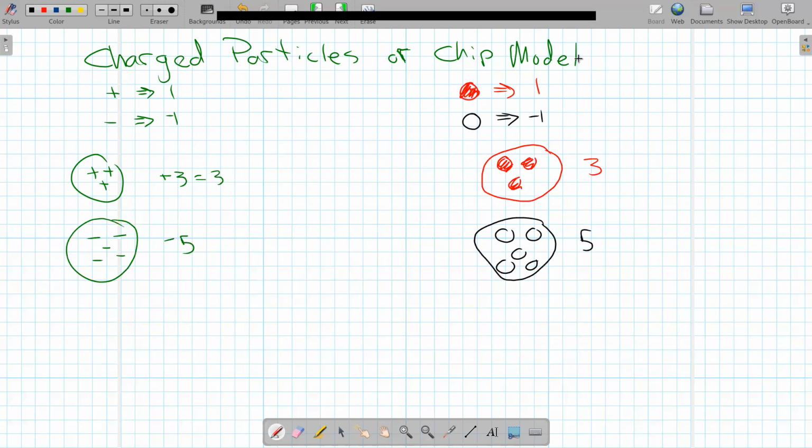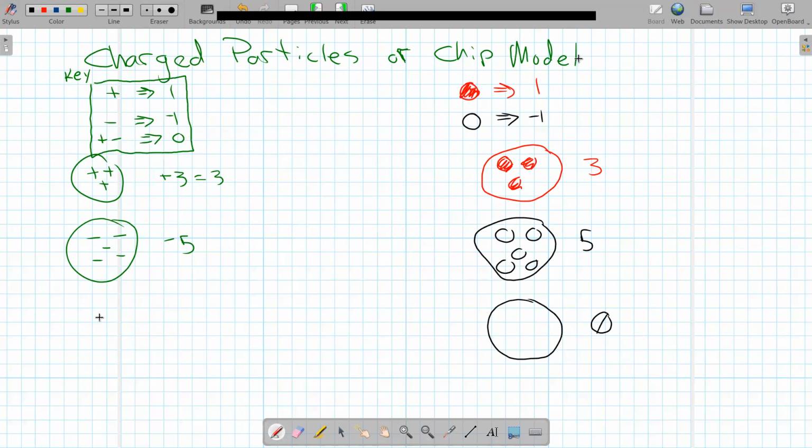Turns out there's 2 ways to show 0. One way to show 0 is just have a set with nothing in it. Nothing in it means I have the number 0. Another way to show it with the chip model or the charged particle model is to add a new definition to our key. And to the key, I say, if I put a plus and a minus together, they cancel out, and that gives me a 0. So this right here would be my key for the charged particle model.